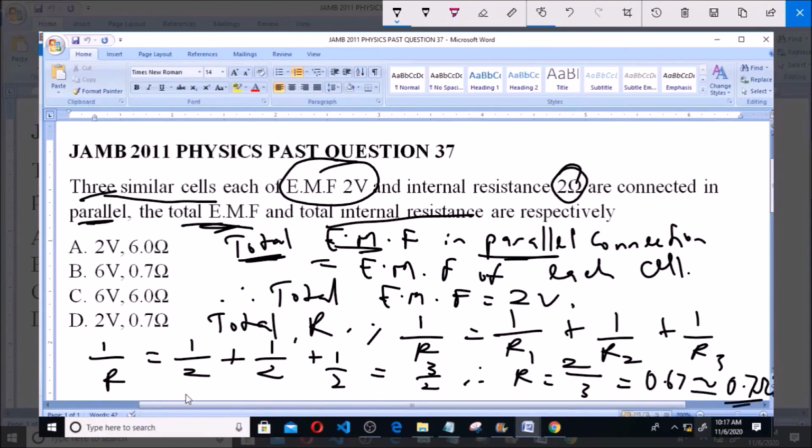So our total EMF is 2 volts and our total internal resistance is 0.7 ohms, and that's what you have as option D. So D is the correct answer to this question.